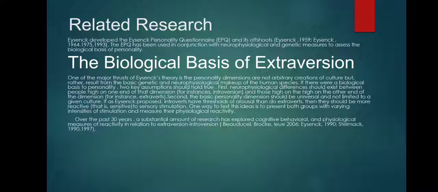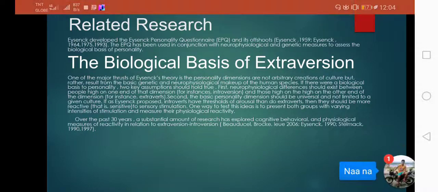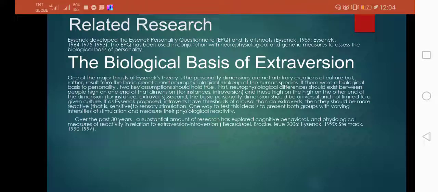One of the major thrusts in Eysenck's theory is that the personality dimensions are not arbitrary creations of culture but rather result from the basic genetic and neurophysiological makeup of the human species. If there is a biological basis of personality, some assumptions should hold true. First, neurophysiological differences should exist between people high on one end of a dimension, for instance introverts, and those high on the other end, for instance extroverts. Second, the basis of personality dimensions should be universal and not limited to a given culture.